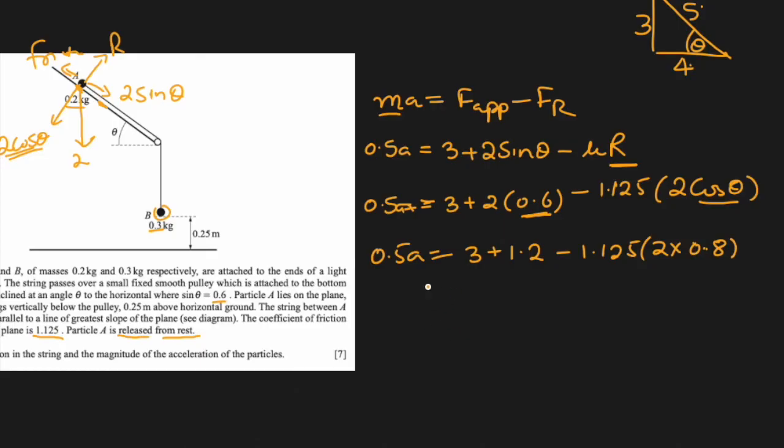Okay, and A, we want to find acceleration, right? So we'll do this 4.2 minus 1.125, and this will be 1.6, and divide by 0.5, which was the coefficient of A in this case. That will give us the acceleration.